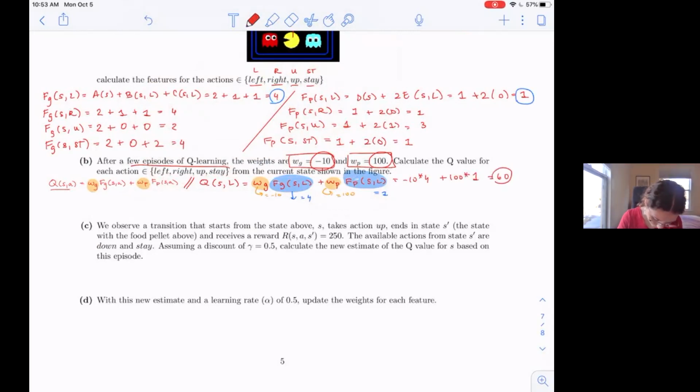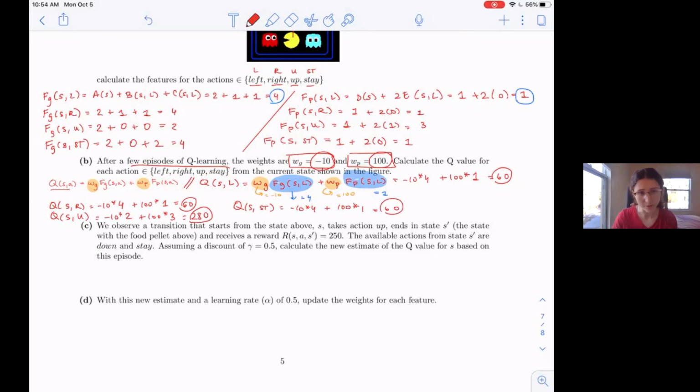We can do the same thing for Q of SR. It's going to be -10 times 4 plus 100 times 1, so it equals 60 again. Q of S up equals -10 times 2 this time, plus 100 times 3, and that's going to equal 280. It's looking really good to go upwards from this current state that Pac-Man's at. And finally, Q of S stay is going to equal -10 times 4 plus 100 times 1, which equals 60 as well.